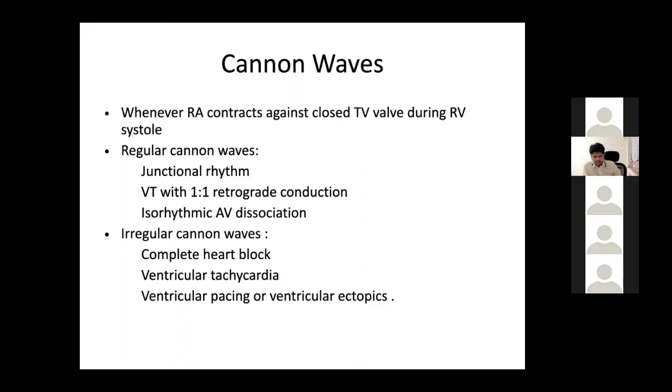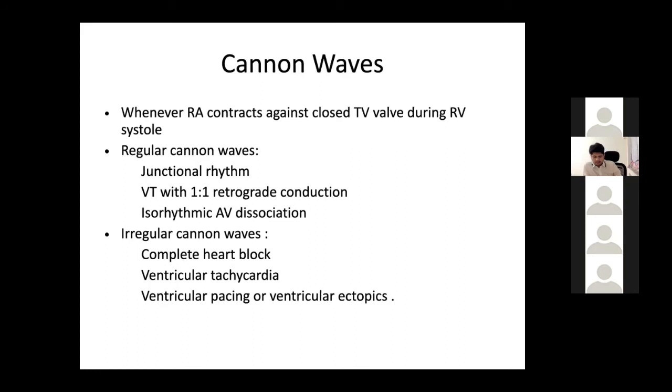Now, what is the difference between a Cannon A wave and a normal A wave? Many people will ask you. The typical answer is Cannon A waves are systolic waves, and typical A waves are diastolic waves. So this difference you should always remember: Cannon A waves are a systolic event and normal A waves are a diastolic event.